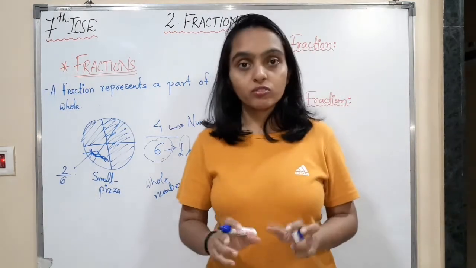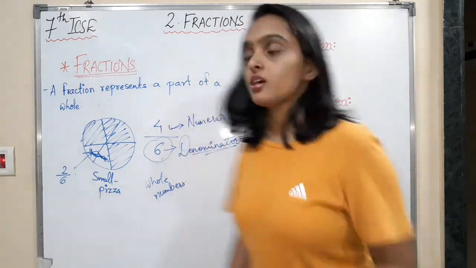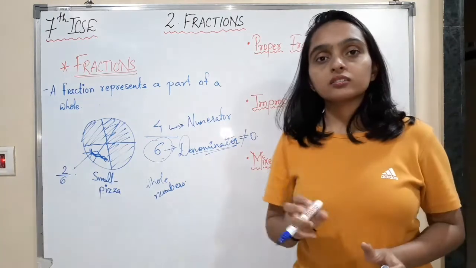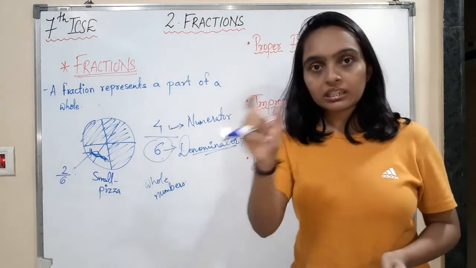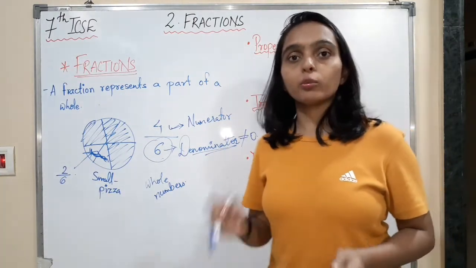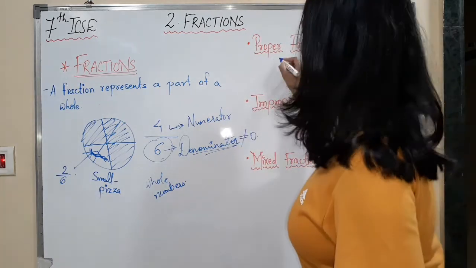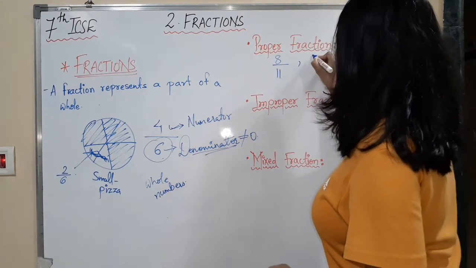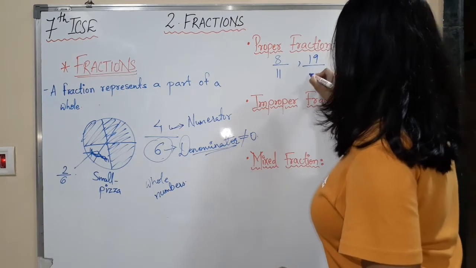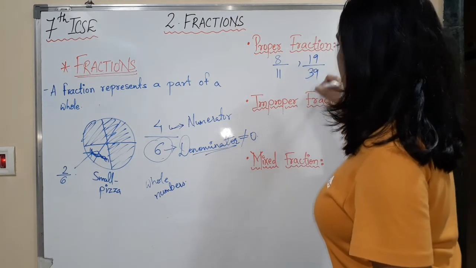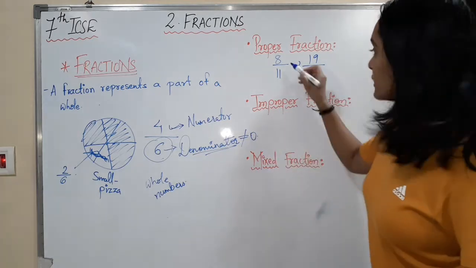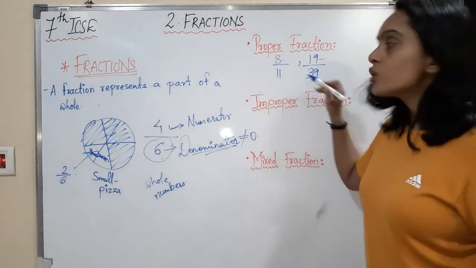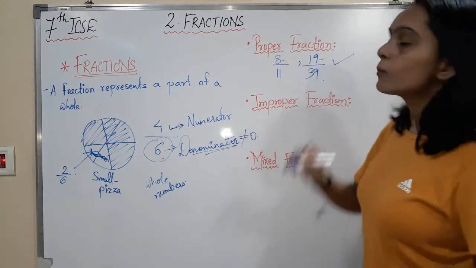Now we will study the types of fractions. The first type is proper fraction. Proper fraction means the fractions in which the numerator is smaller than the denominator. For example, 8 upon 11 or 19 upon 39. So here, as you can see, numerators are all smaller than the denominator. So this is said to be a proper fraction.